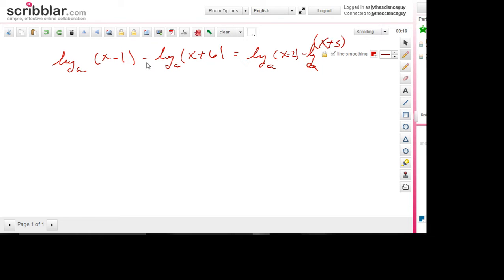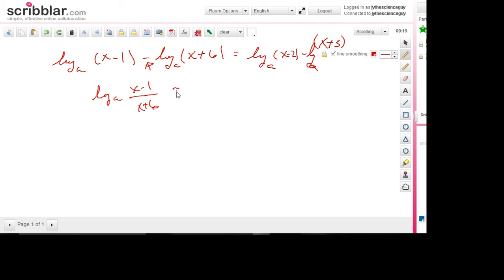Okay, so we're going to consolidate the logs first. So what does that minus sign mean? It means division. So I'm going to write that as one log. So tell me how to write it. So log base a of x minus one over... No, you only write the log once. Oh, okay, gotcha. Log base a of x minus one over x plus six. There you go.